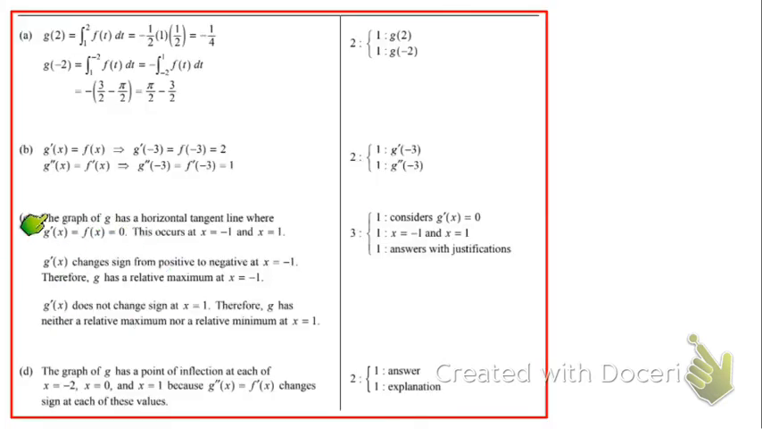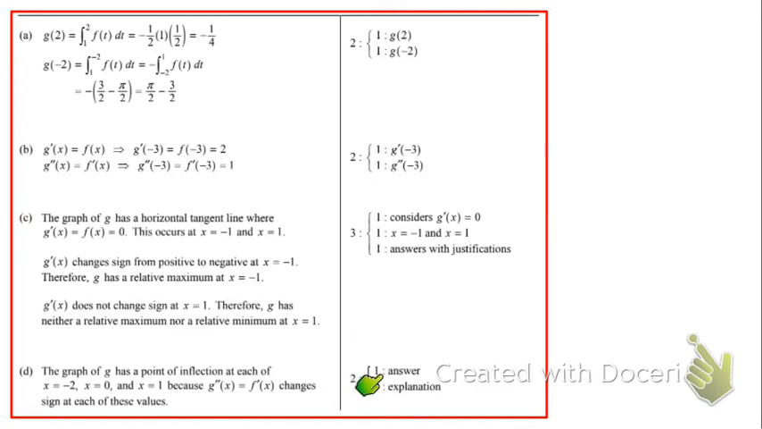For part C, for horizontal tangent lines, we have them at -1 and 1. Considering those points gives you a point. So realizing that the derivative needs to equal 0 gets you a point. Finding the 2 points where it equals 0 gets you another point, and then justifying that -1 makes it a maximum and that +1 is not either a maximum or a minimum is also a point.